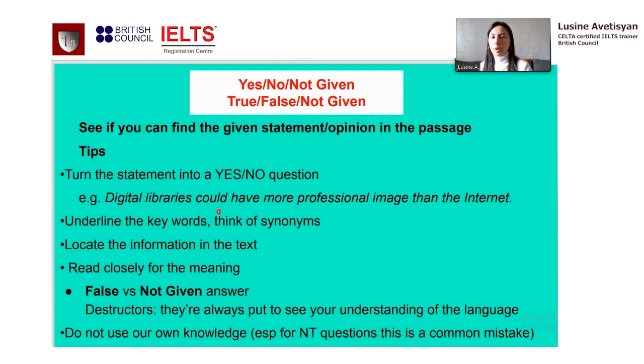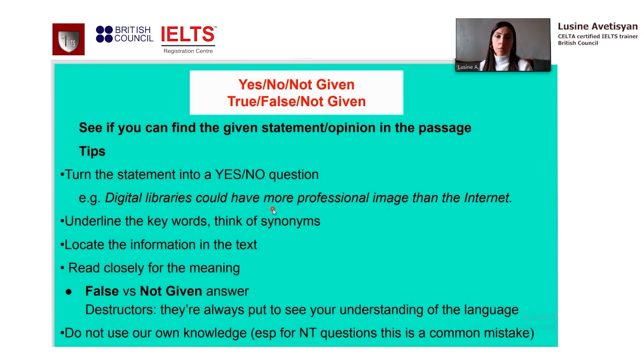Well, there is some mentioning about that, but we're not sure if they will. They could be more professional with the image than the internet. We're not sure about something. Or there is that they're going to be more professional, but there is no comparison with what. Okay, so in this case, that would be a not given. However, if the text clearly mentions that they will not have a more professional image, that they will be the same or less, then it's false.